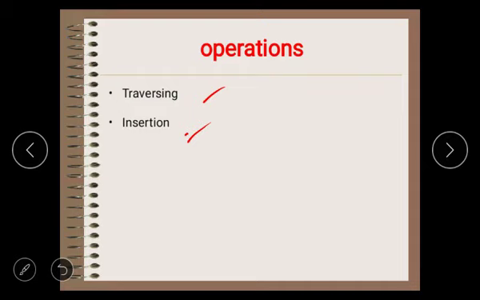And the second one is insertion. Insertion can be defined as the process of adding elements to the data structure at any location. If the size of the data structure is n, then we can only insert n-1 data elements into it.